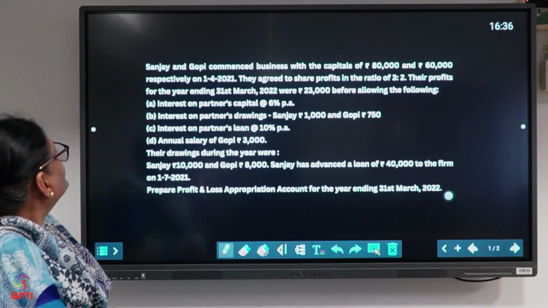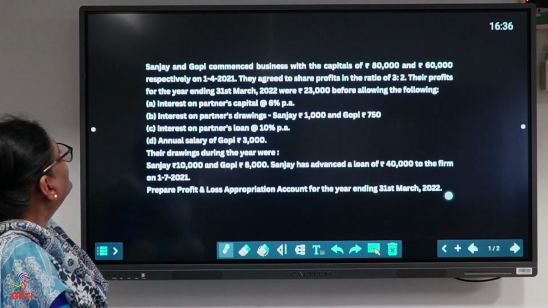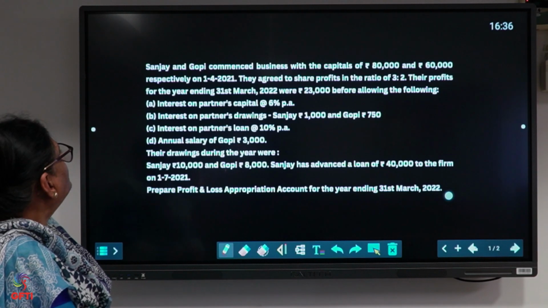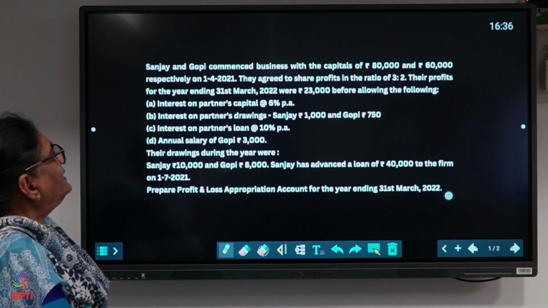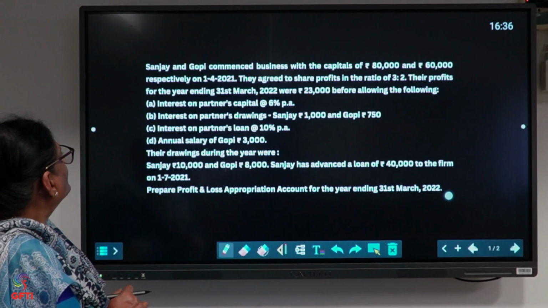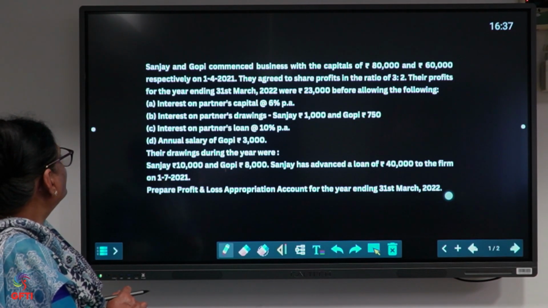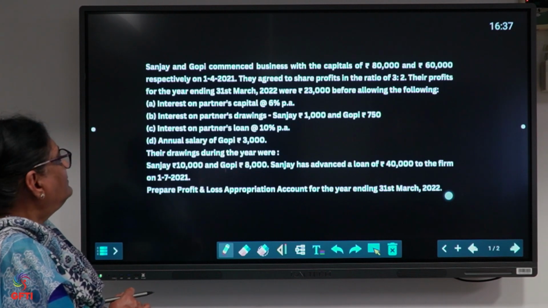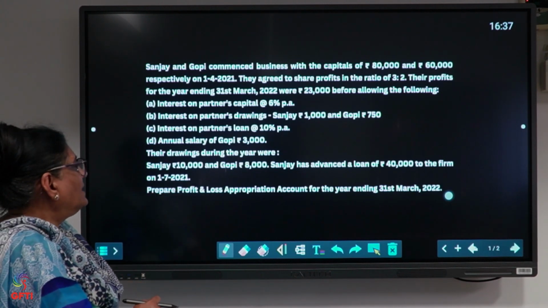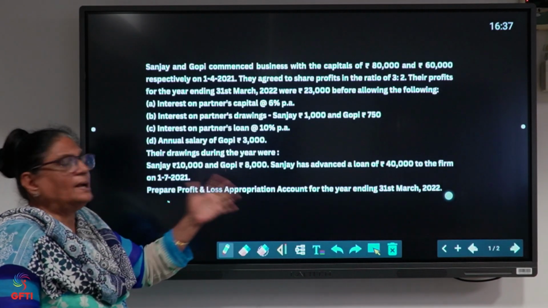Sanjay and Gopi commenced business with capital of 80,000 and 60,000 respectively. They agreed to share profit in the ratio 3:2. Their profit for the year was 23,000 before interest on capital. Interest on drawings and a loan were also given, along with their drawings. The loan was given on 1st July for 9 months. Prepare the profit and loss appropriation account for the year ending, and also the partners' capital accounts.